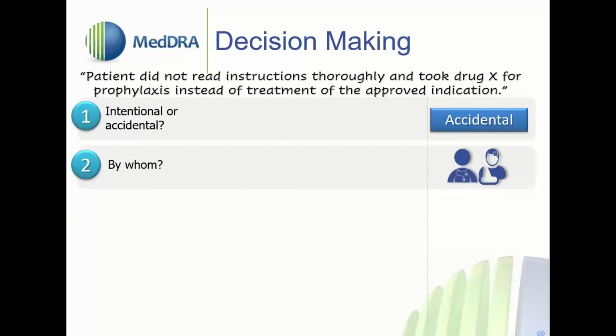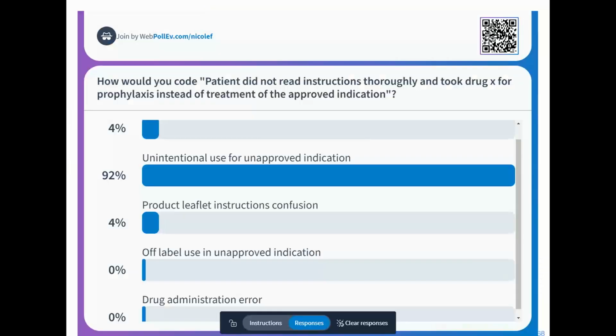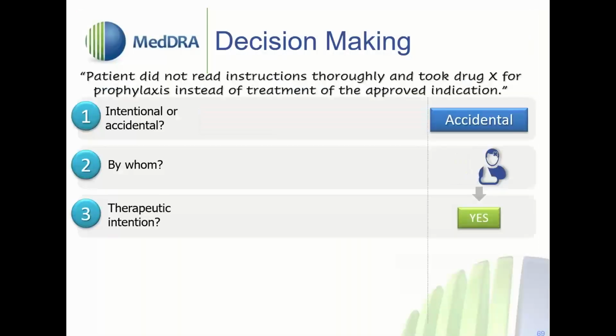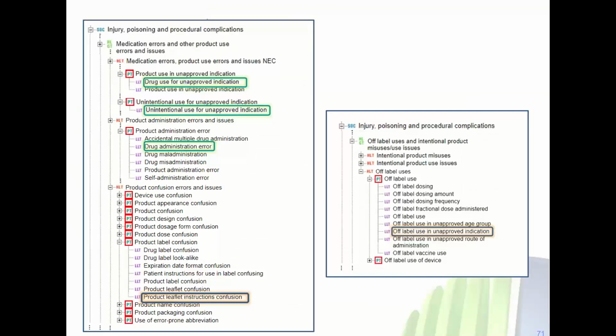And I'm just going to take a quick peek back at the poll. It looks like 92% of you are still sticking with unintentional use for unapproved indication. So here is, again, a visual representation of the terms that we were looking at in the poll, and I will go through them. Like I said, it's important to look for different types of terms.